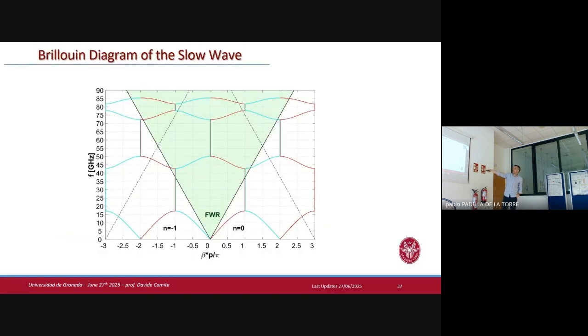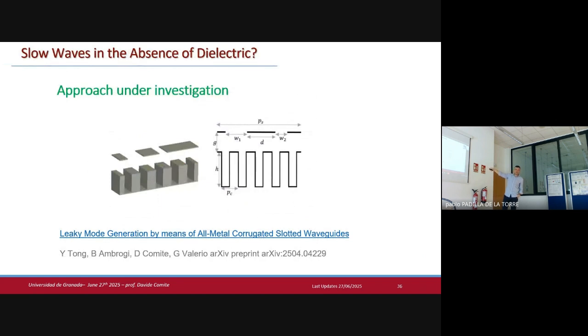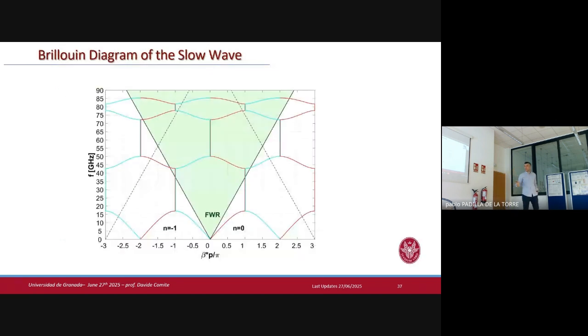By adding a slot, you will perturb the propagation of that slow wave, and you will get a leaky mode that will be here in this region, that will be able to radiate. In the absence of dielectrics, that's the idea.